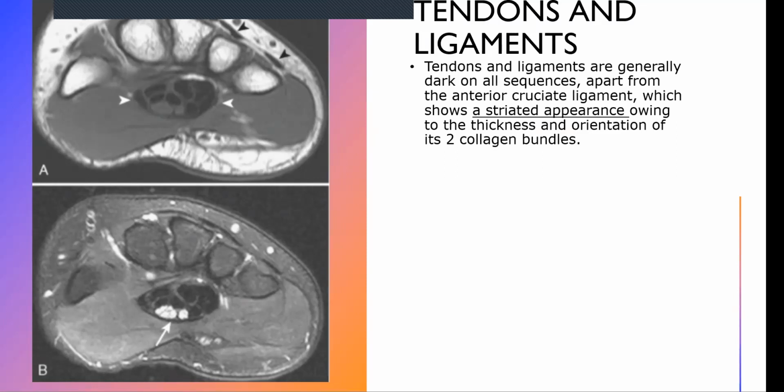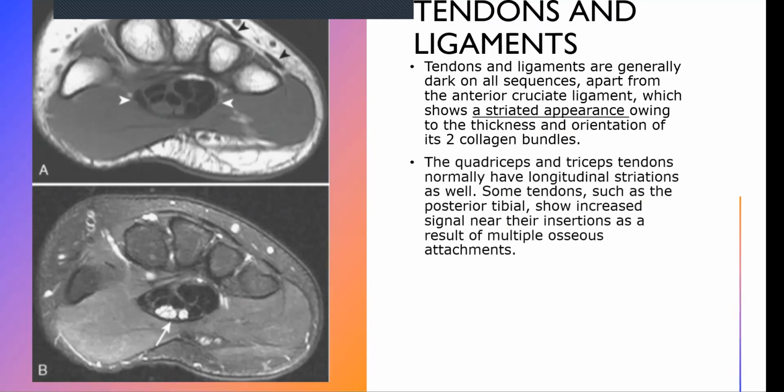Apart from the anterior cruciate ligament, which we will see in the knee part of the coming lectures, and which shows a striated appearance owing to the orientation of two collagen bundles. Do you know that the ACL has two bundles? The quadriceps and triceps tendons normally have a longitudinal striation as well. Some tendons, such as the posterior tibial tendon, show increased signal near their insertion due to multiple osseous attachments.